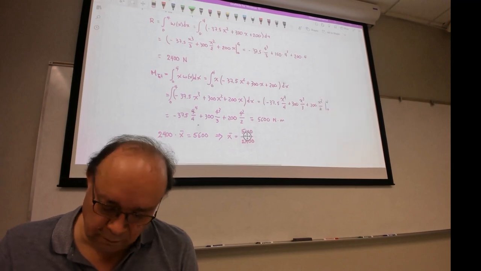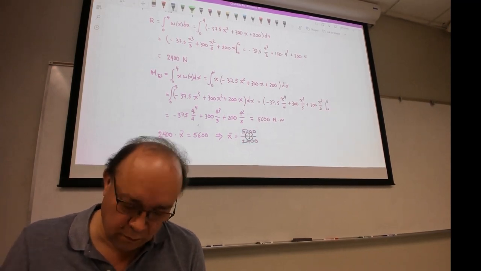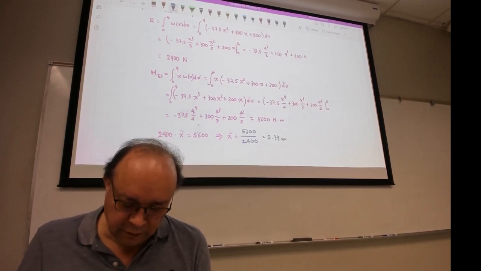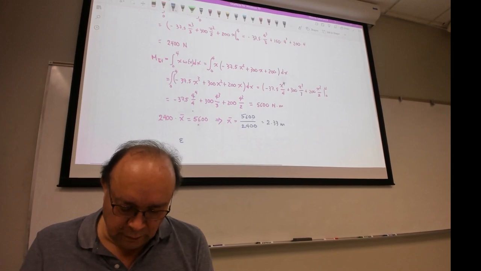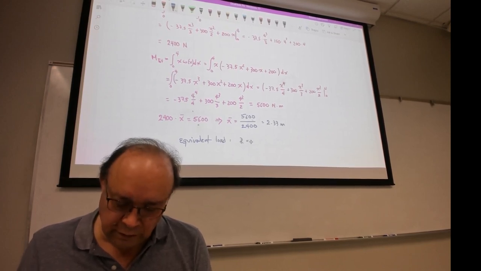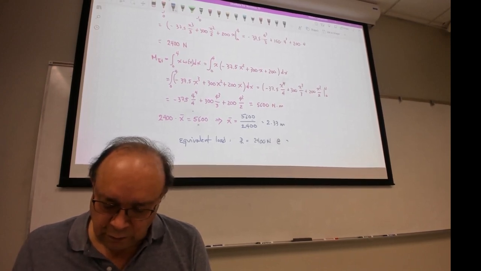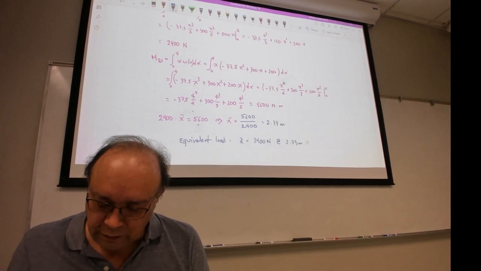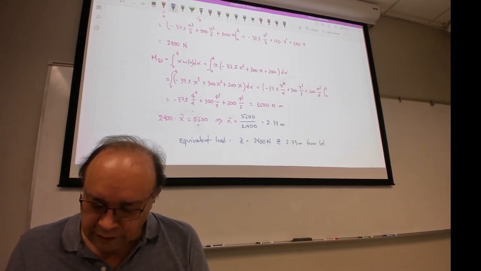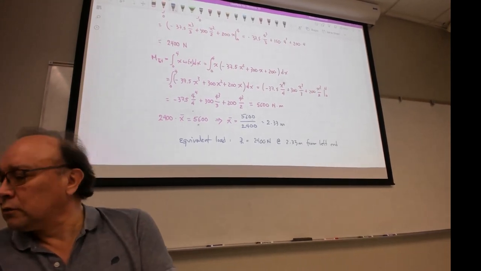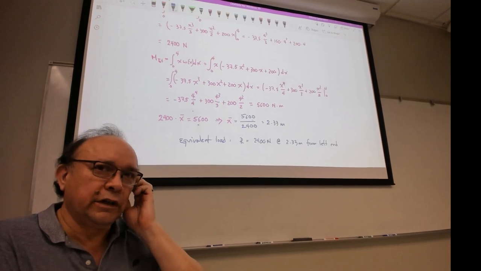Good. Meters. So the equivalent load R equals 2,400 newtons at 2.33 meters from the left end. Good. Right.